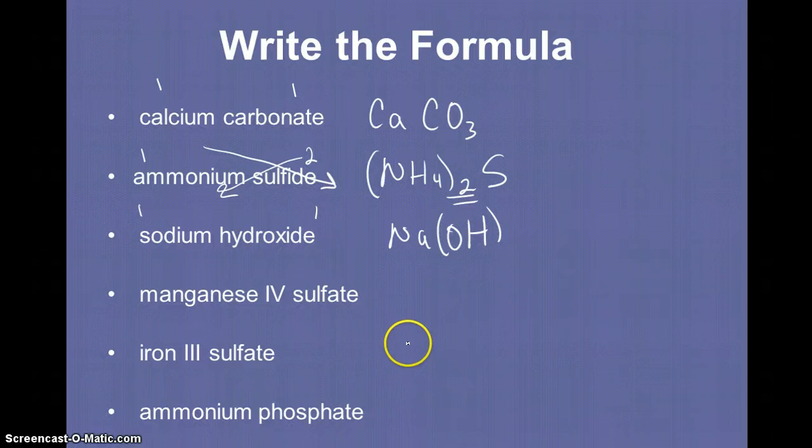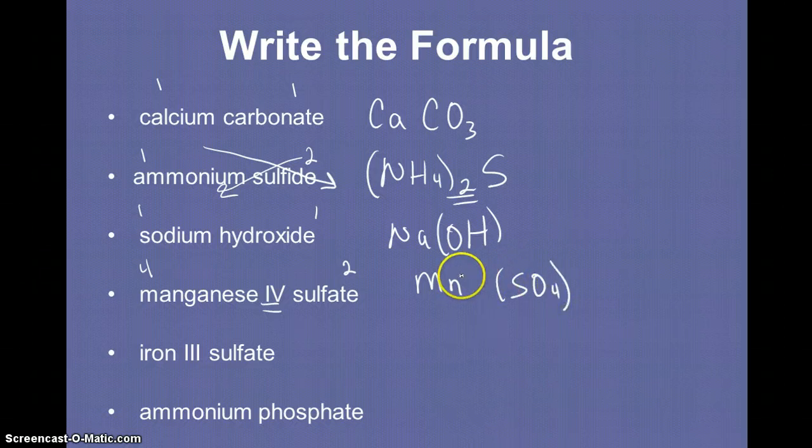Next one, manganese Roman numeral 4 sulfate. So remember that Roman numeral is telling me the oxidation state of manganese is 4. And if I look at sulfate on our polyatomic sheet, that has an oxidation state of 2. So be very careful writing this. We have manganese. I'm just going to kind of separate them out here just for kicks. And we have sulfate. Remember, the oxidation state of manganese was 4, so it's going to come over here. And the oxidation state of sulfate goes over here now, which was 2, because they switch. I hope that's really clear.